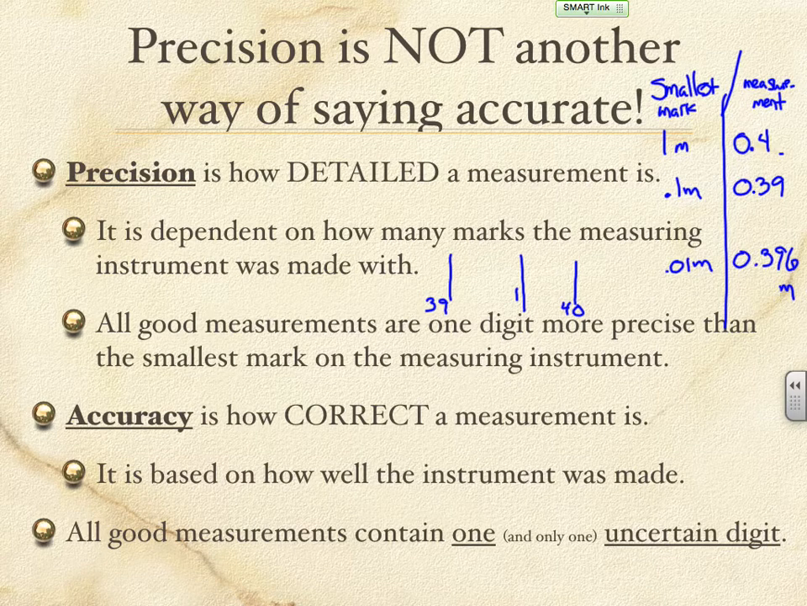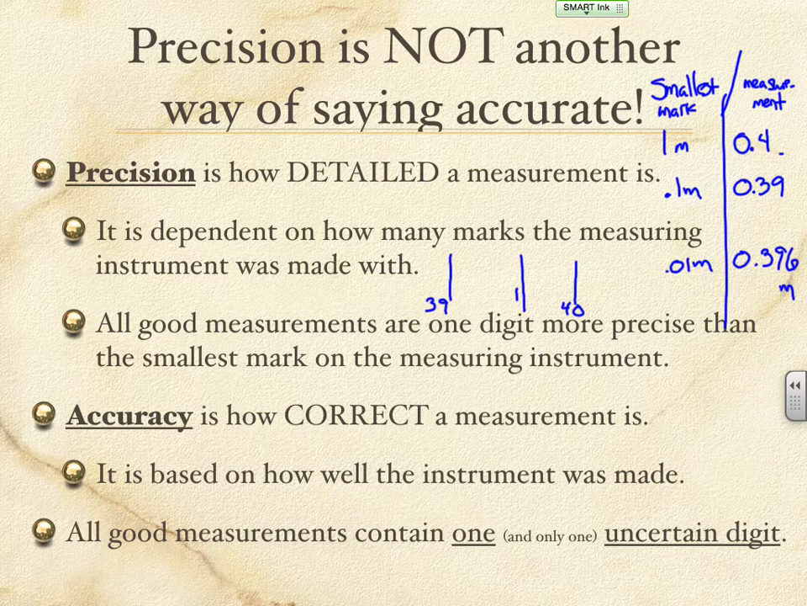Accuracy, on the other hand, is how correct a measurement is, and that's based on how well the instrument was made. If this was a well-made instrument, then I'm going to get good readings out of it. But again, I also have to use it right. If I hold it like this, I can get a real precise reading. I can say, oh yeah, that's 61.3. But is it right? No, because I'm not using it right. So I have to do it correctly to get that to work also. So it's based on how well the instrument was made and how well we use it.